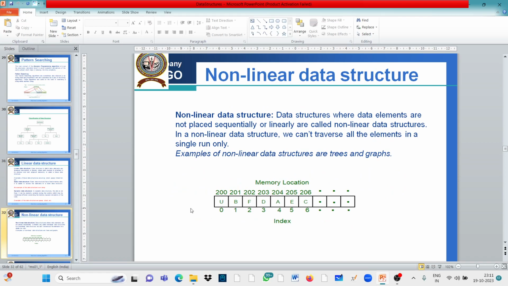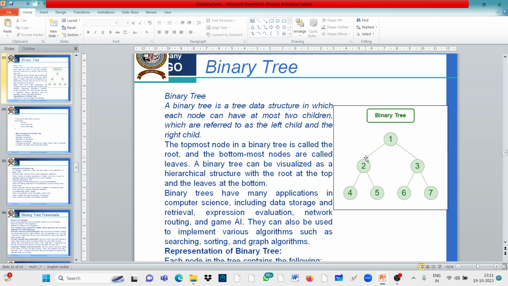Fine. Then we come to the nonlinear data structures. I told you that the examples of nonlinear data structures are graph and tree. So these are data structures where data elements are not placed sequentially. Nonlinear means it will not be sequential or linear. So they are called nonlinear data structures. In a nonlinear data structure, we cannot traverse all the elements in a single run. No, there are n number of ways. This route, that route, like that. Get it now? So this is the thing.